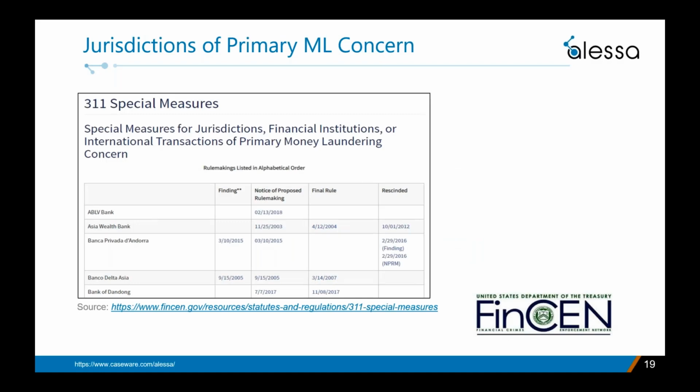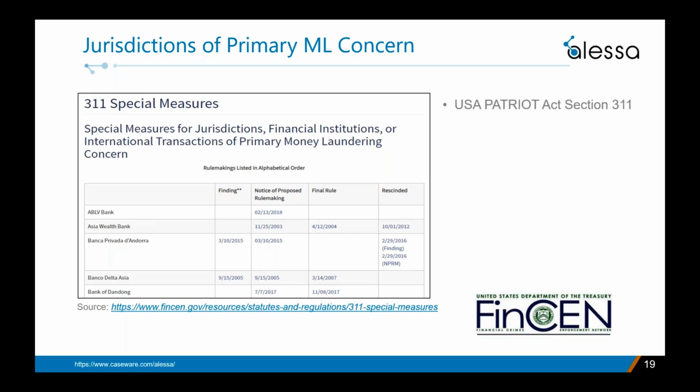The second risk indicator relating to a country's AML and CFT regulatory framework is the U.S. Treasury Department's designation of countries as being of primary money laundering concern. You may also hear this called special measures. These are actually administered through the Treasury's Financial Crimes Enforcement Network, or FinCEN.